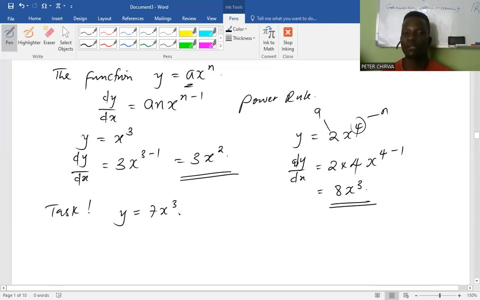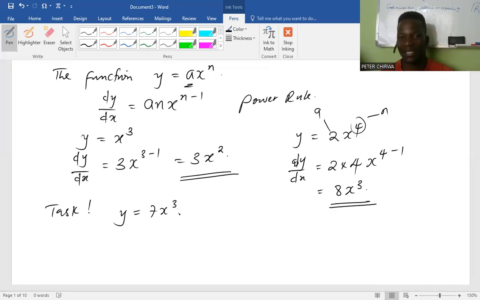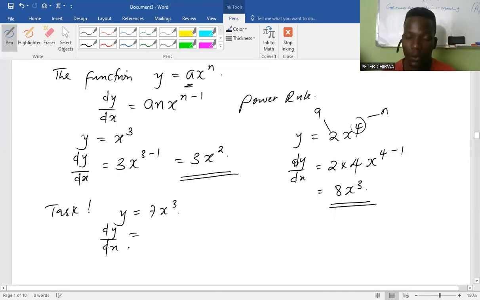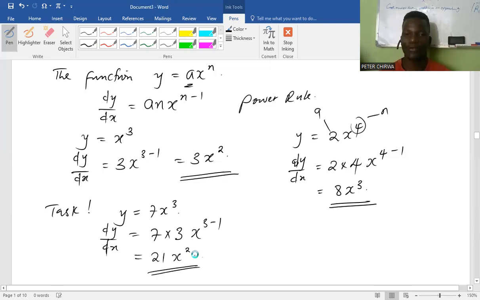Okay, so y equal to 7x cubed. Differentiate that one using the power rule. Pause the video for just 1 minute. You should be able to differentiate that one, even in your head. Okay, I believe you paused the video and you tried it out. So this one, dy by dx is going to be 7 times 3 of x to the power 3 minus 1, so the power 2. And you have differentiated that one.